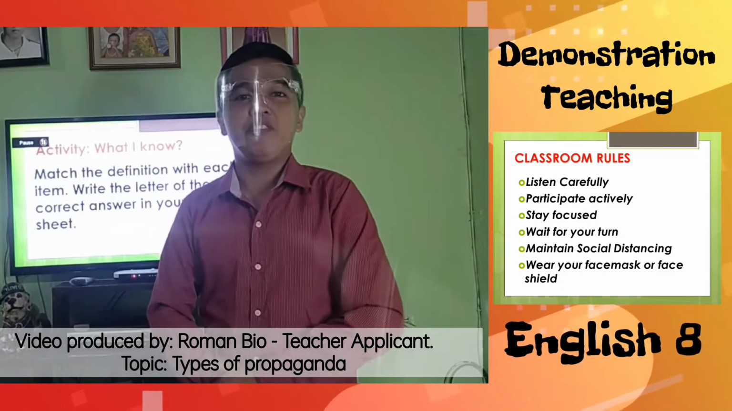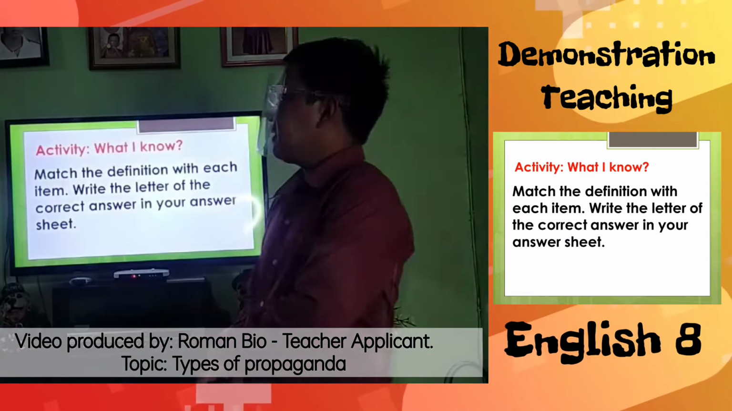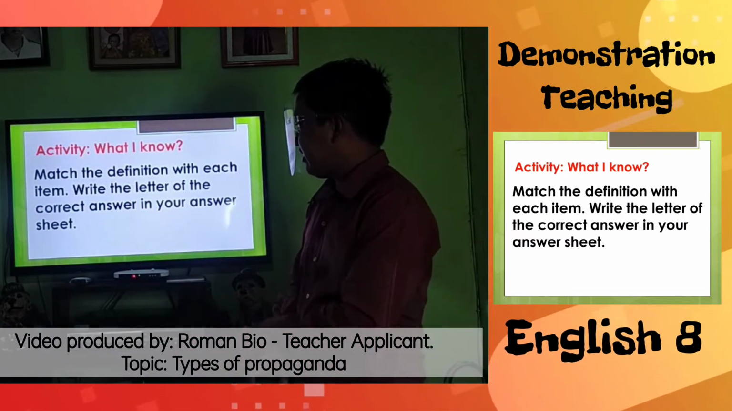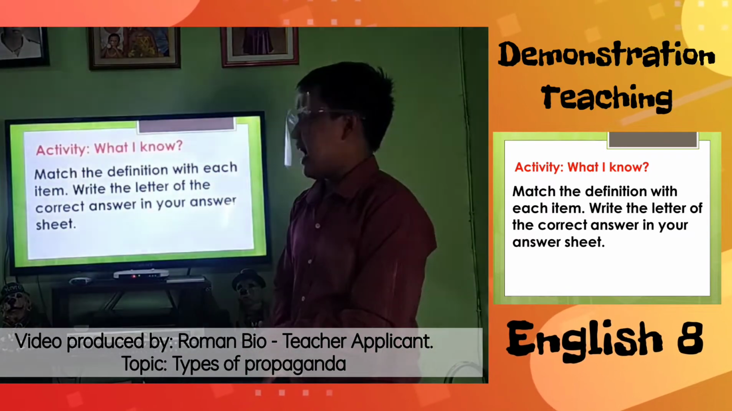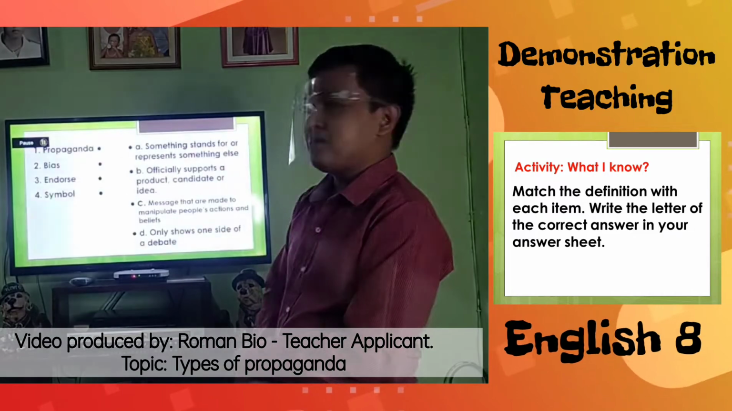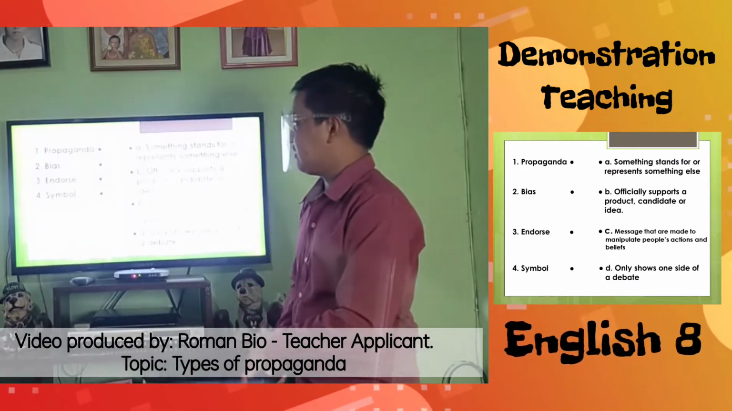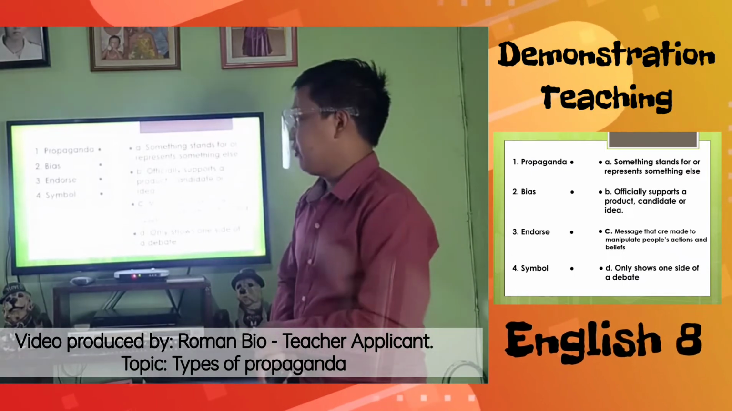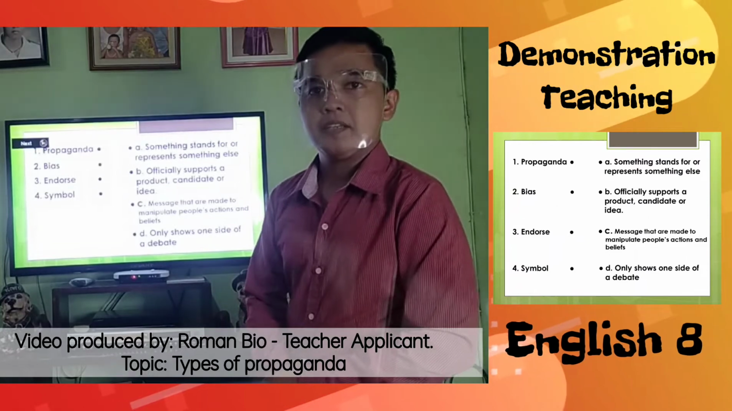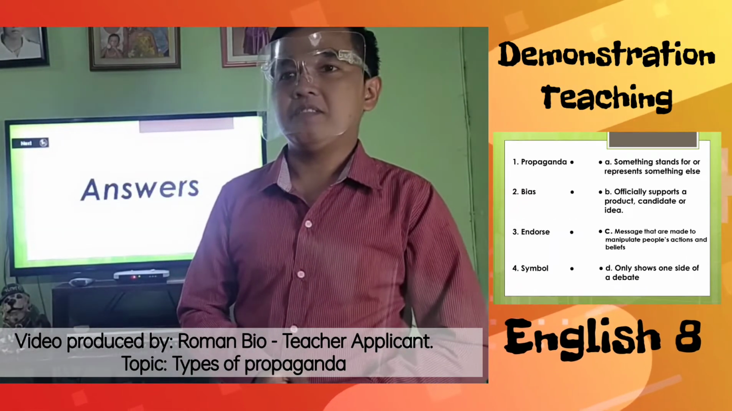Let's recall our previous lesson through an activity. For the next slide, match the definition with each item. Write the letter of the correct answers in your answer sheet. Okay, number 1, propaganda. Number 2, bias. Number 3, endorse. Number 4, symbol. Okay, so let's check your work. Who can give the answer? Bella.